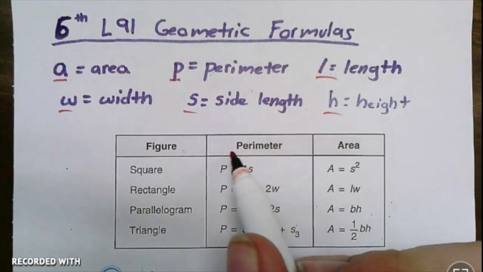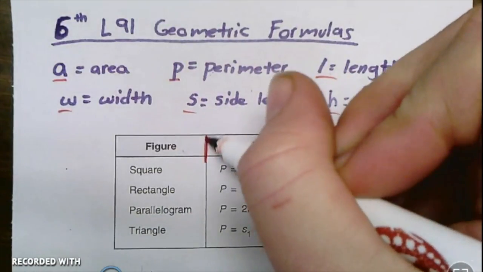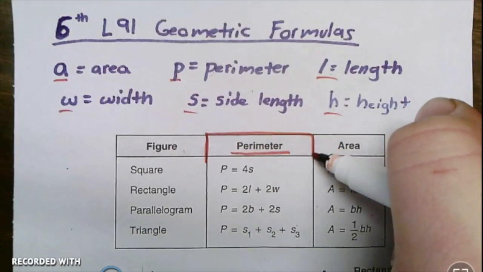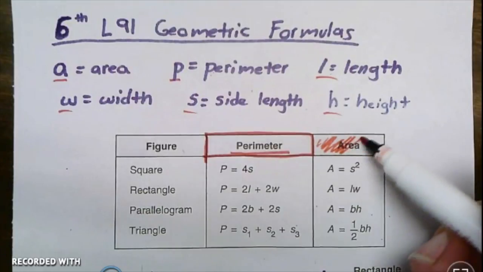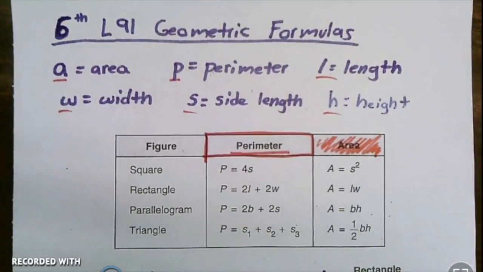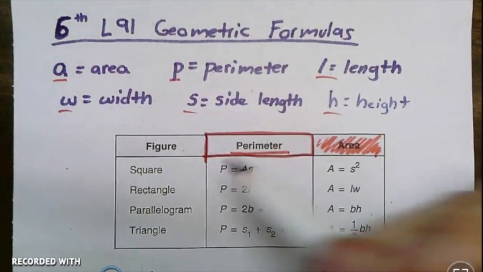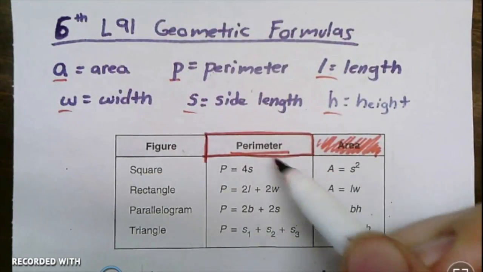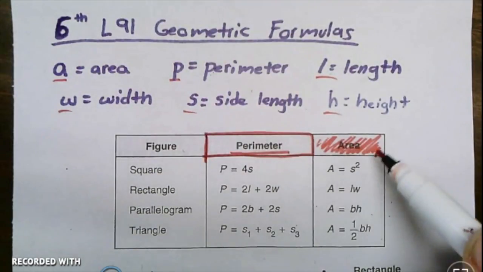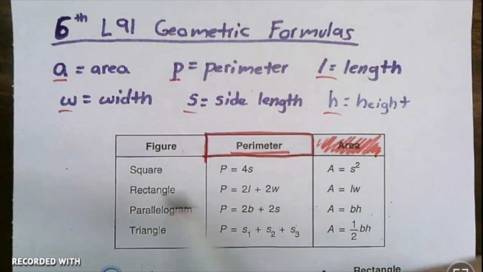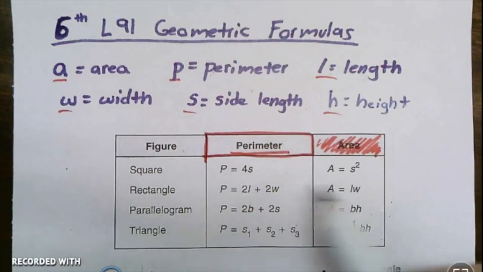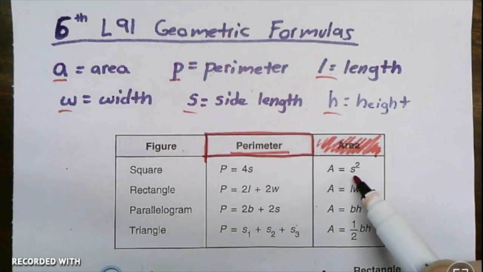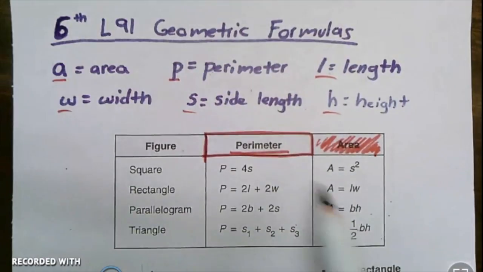To find the perimeter, remember perimeter is the distance around. Distance around is the perimeter, and the area is the inside. You can do that to your paper too, so that way you remember. So to find the perimeter of a square, you're going to multiply the length of one side times 4. You're going to square the one side, which means multiply it times itself, to find the area.